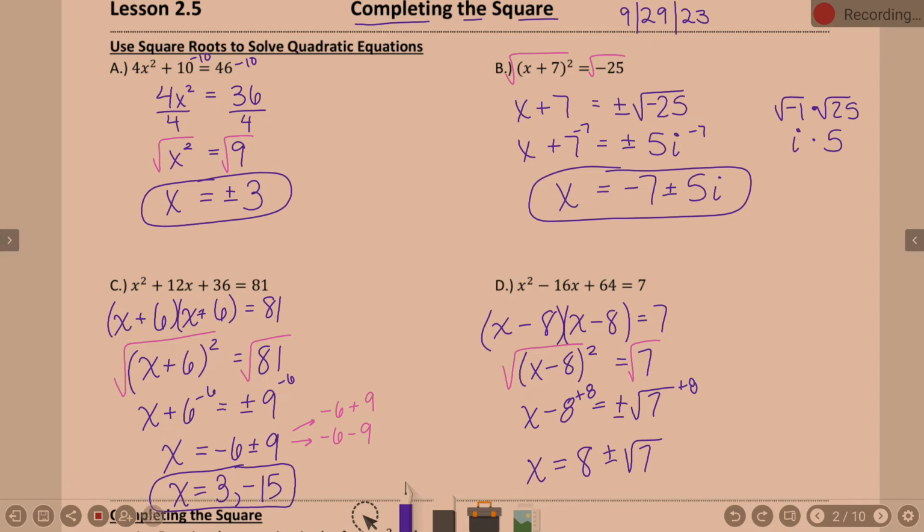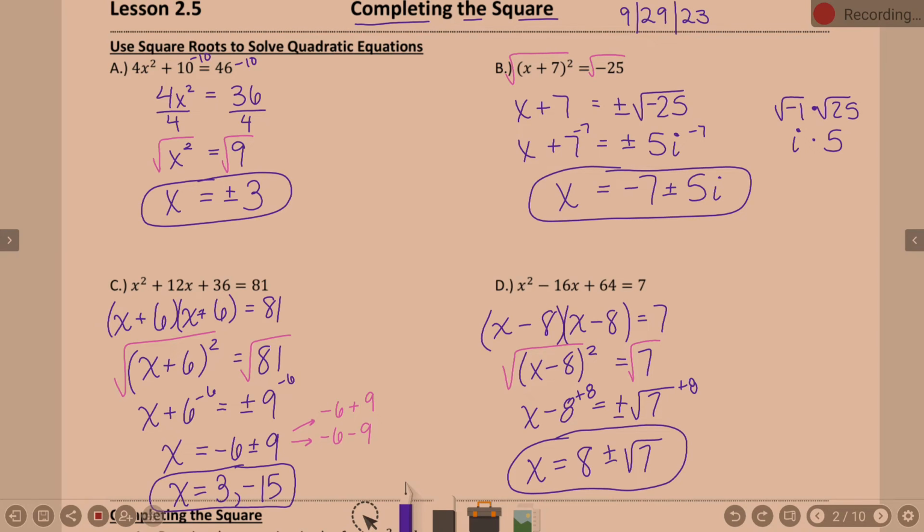So should we stop here? Yes, because it's kind of like up here, 7 and 5i, they weren't like terms. 8 and square root of 7, they're not like terms. So we are stopping there.